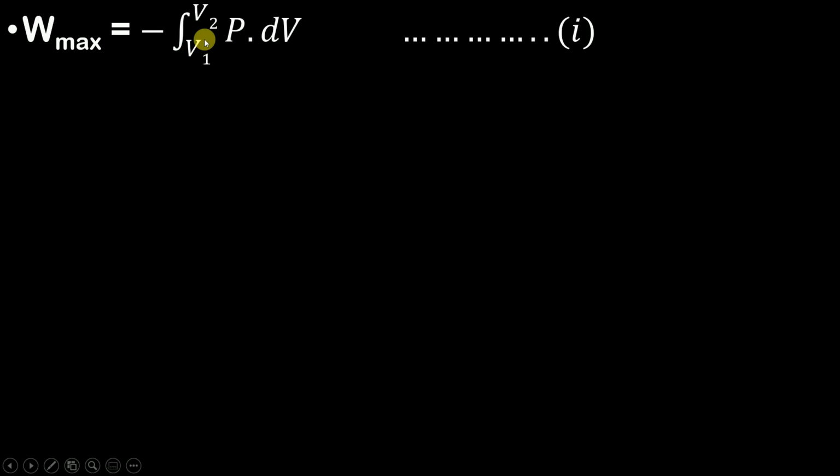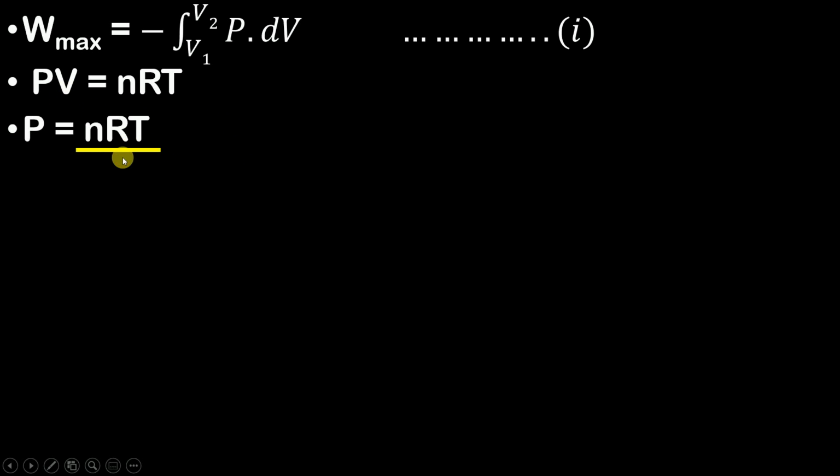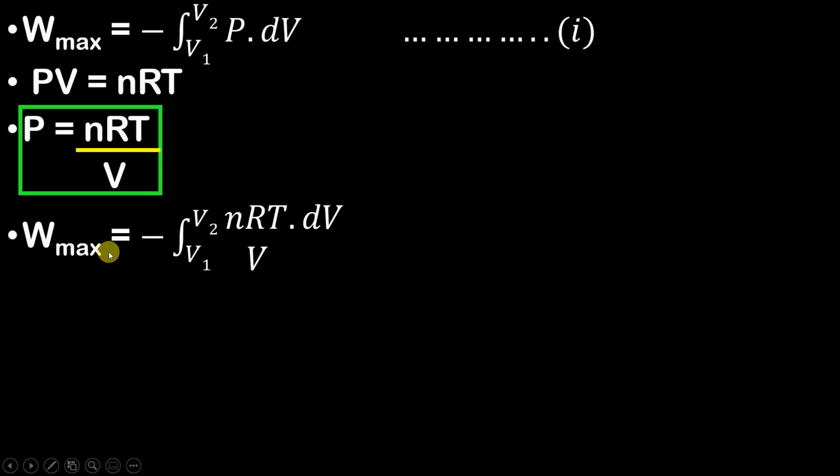Now over here you have to recollect one formula of pressure, which we call the gas equation. That is nothing but PV equals nRT. And from here we easily find the value of P. The pressure is nothing but nRT upon V. Now just substitute the formula of pressure in this equation. After this we find that W max is equal to the integral from V1 to V2 of nRT upon V into dV.